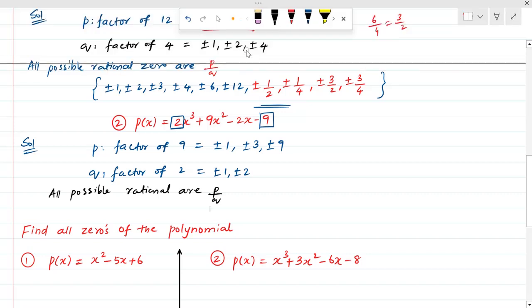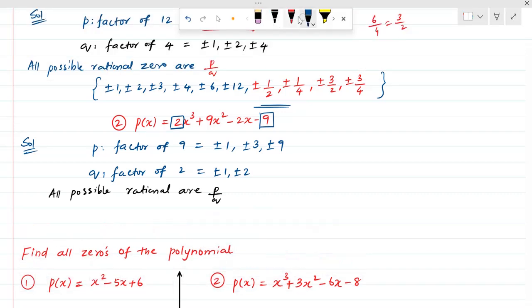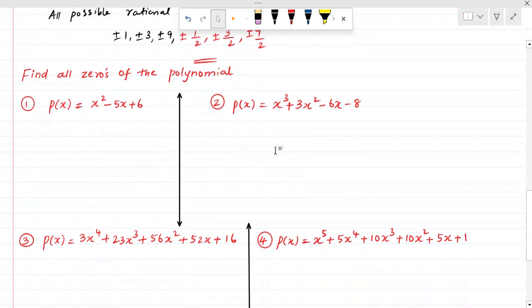So how will you write it? First write all the P values. This is the rule. All P I will write. So what is P here? I write plus or minus 1, plus or minus 3, plus or minus 9. Now divide: 1 over 1 is there, 1 over 2 is not there, so I have to add the new term 1 over 2. 3 over 1 is there, 3 over 2 is not there. Next 9 over 1 is there, 9 over 2 is not there. So you will get the possible zeros.